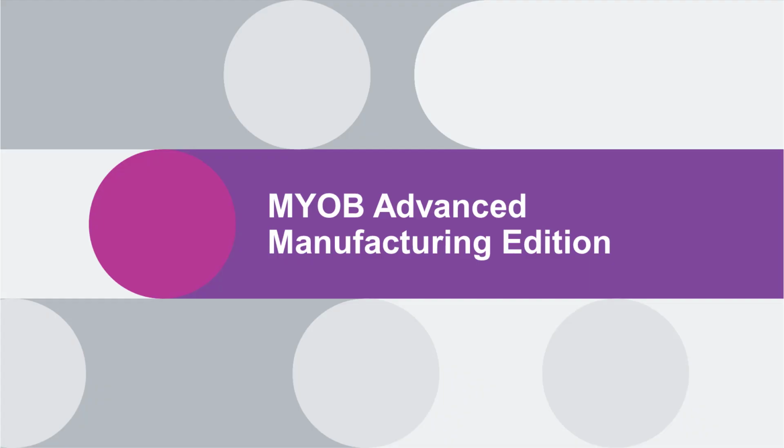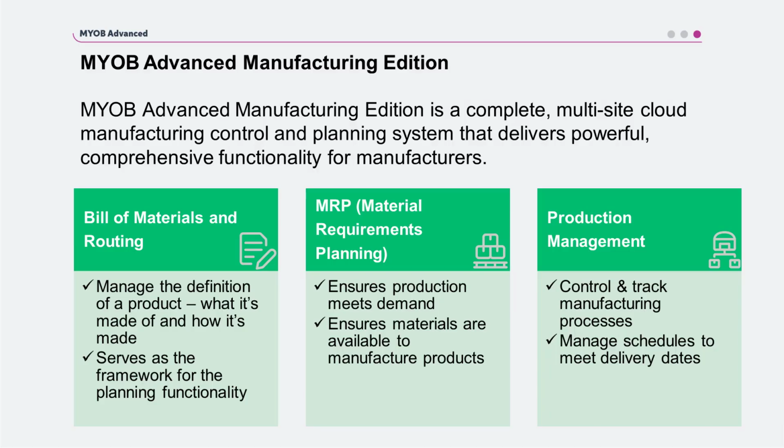But let's have a look now at the MYOB Advanced Manufacturing Edition specifically. There are really three core modules of the Manufacturing Edition: Bill of Materials and Routing, Material Requirements Planning, and Production Planning. So for the Bill of Materials, it allows you to manage the definition of a product, so what it is made of and how it is made. It also serves as the framework for the rest of the other modules in the system.